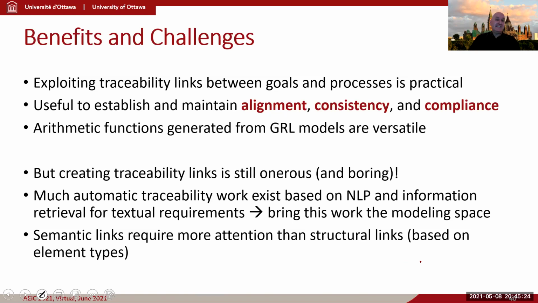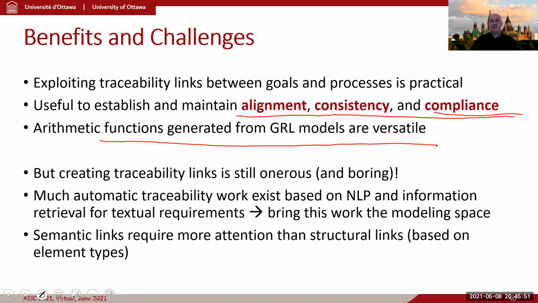So there are many benefits in exploiting traceability links between goals and processes, and this is practical, and this essentially allows us to establish and maintain alignment, consistency, and also compliance. So we have ways to capture regulatory information and laws as URN models as well, so we can essentially create traceability at that level and use it during analysis. And the functions generated from GRL are also quite versatile for supporting different types of analysis and eventually implementations. There are challenges at that level.